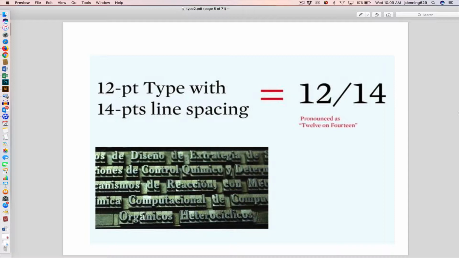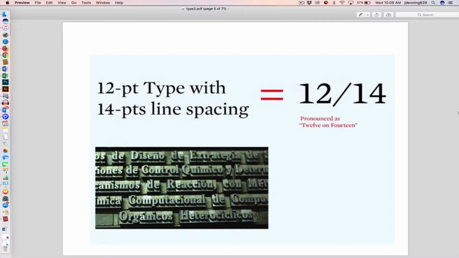12-point type is the actual size of the type, and that varies depending on how big or small you want the type to be. So when it's measured in point size, 12 is going to be kind of the standard when you're in the computer, and you can make it larger or you can make it smaller. So 10-point type would be a little smaller, and 14 or 16-point type would be larger.